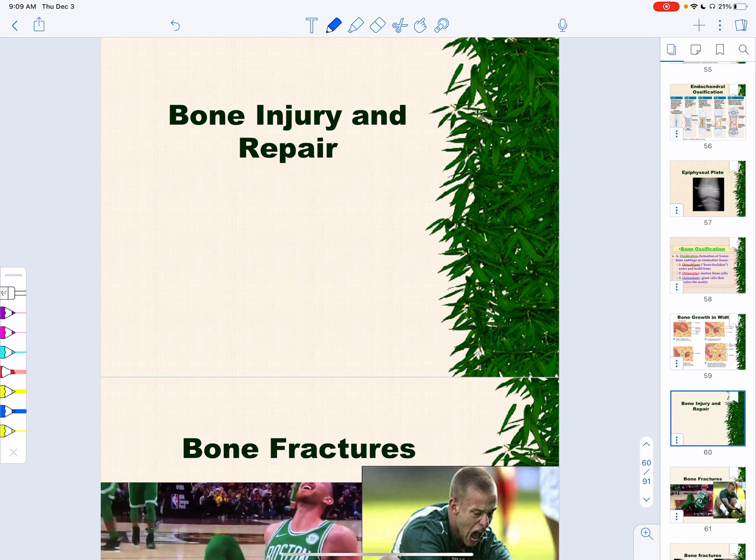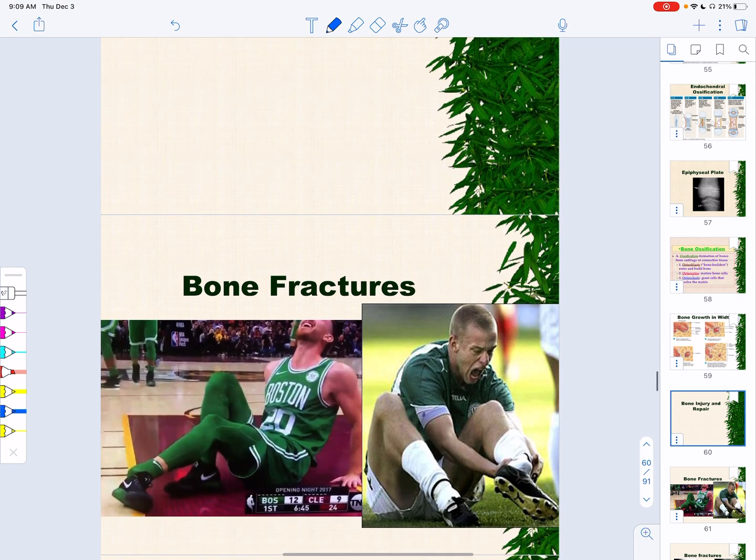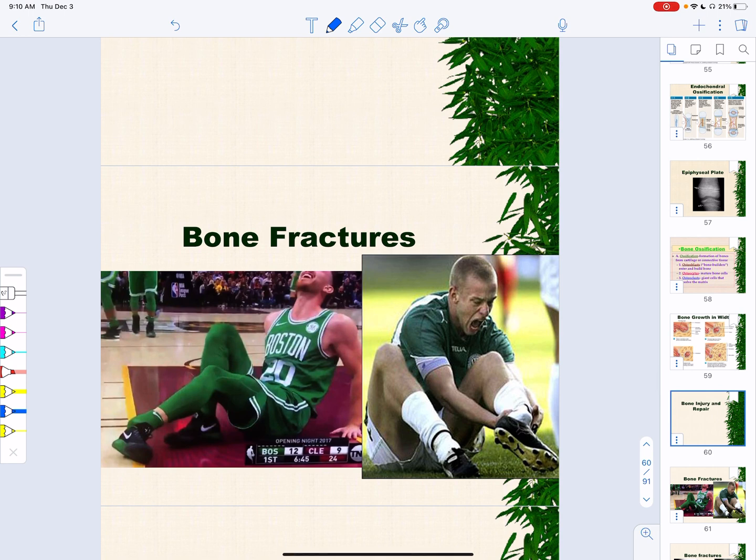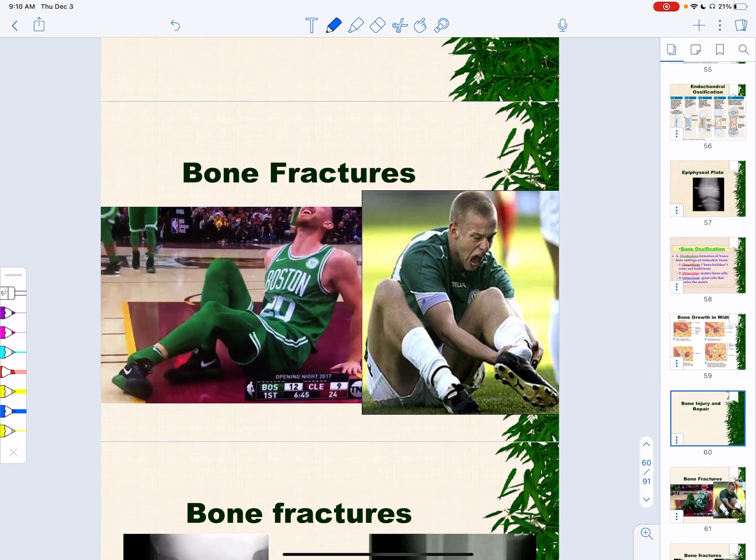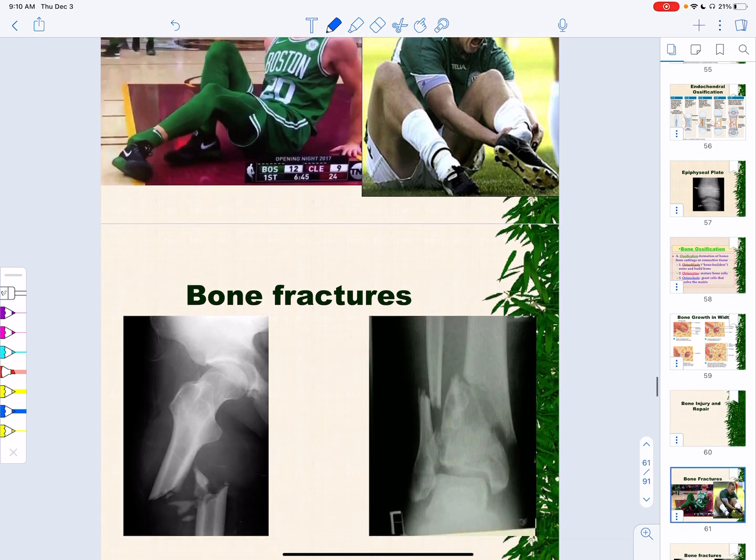Bone fractures can be very painful. These two guys, you'll notice their ankles are kind of going the wrong way. And what ends up happening is that bone under pressure can fracture.